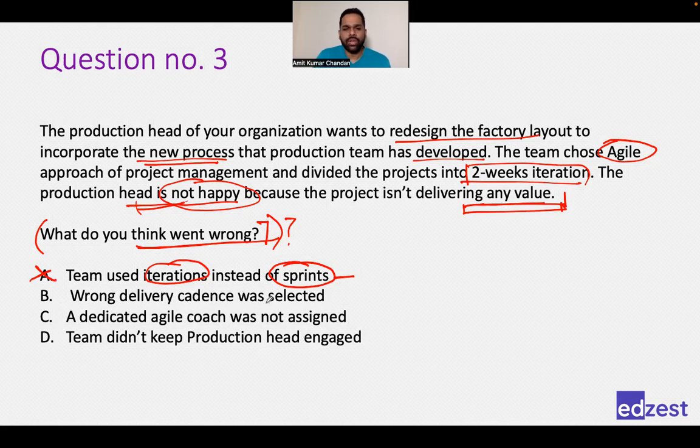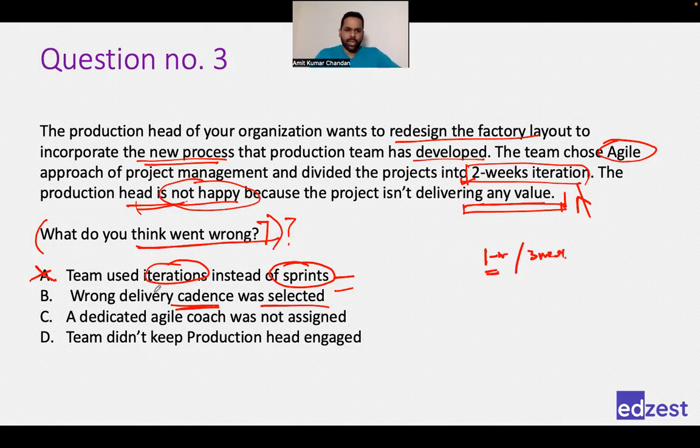Wrong delivery cadence was selected. All right, so if we select a wrong delivery cadence, first of all, what do we mean by wrong delivery cadence? Cadence means the frequency. Okay, so when we say 2 weeks iteration, we will be building the product, right? We'll be building a component of the product within that 2-week iteration. So if we say wrong delivery cadence, it means that this frequency is somewhere wrong. Probably it should happen 1 week or 3 weeks.